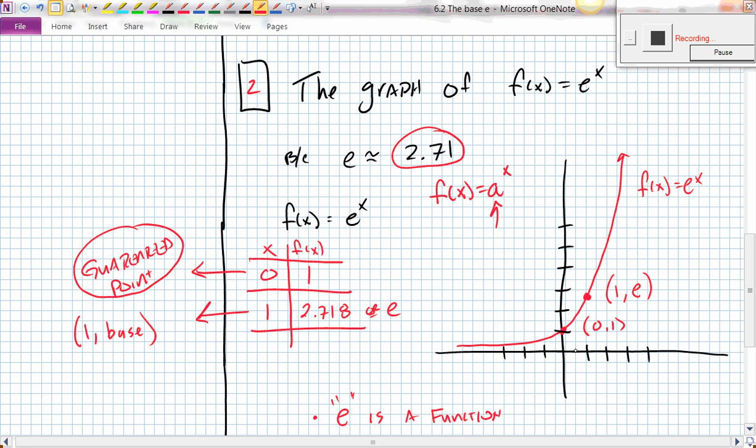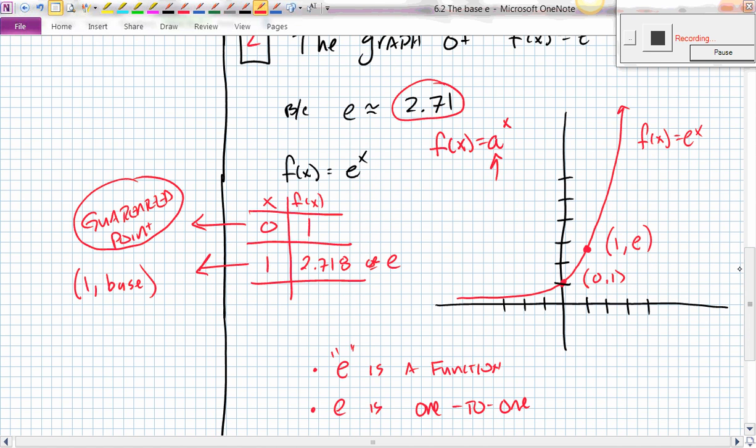So over here on my graph, I have (0, 1). And I have (1, e). And that's the graph of e to the x. So e to the x is a function, passes the vertical line test. It's one-to-one on its range and domain. So that means it has an inverse, and we start talking about logarithms when we get into that.